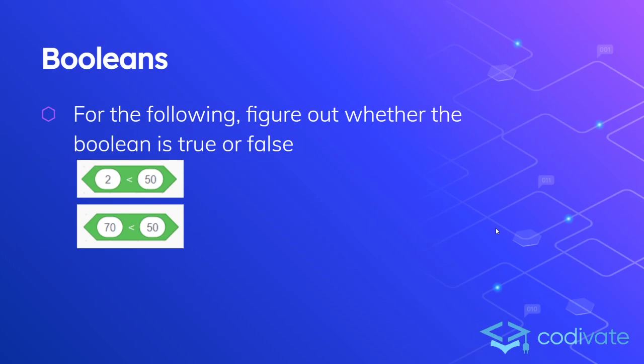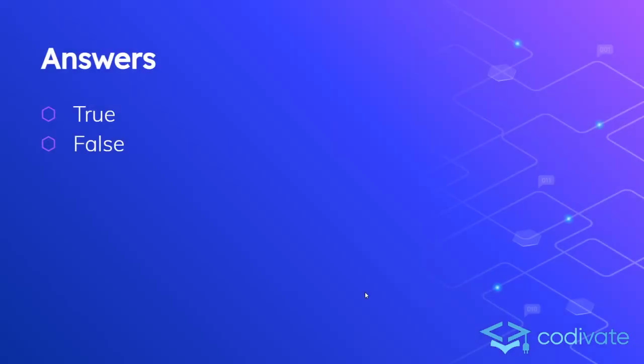Alright, so here's a practice. Boolean practice is just tell me which one of these is true and which one is false. They might both be true or false. It's not like one and the other. Alright? So the first one is true and the second one is false.